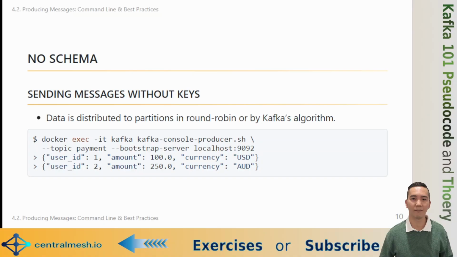Now let's look at what happens when we send messages without using keys. This is the simplest way to send data in Kafka, but it has some important implications. When you don't provide a key, Kafka takes care of partitioning the data for you. How does it decide? Well, Kafka distributes the messages to partitions in a round-robin fashion, or it might use its internal algorithm. Essentially, Kafka balances the load evenly across all the partitions in the topic. You can use the command given on the screen to send messages.